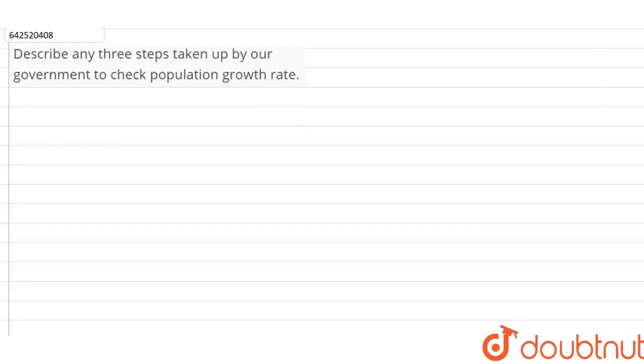In this question, we have to describe 3 steps taken by the government to check the population growth rate.